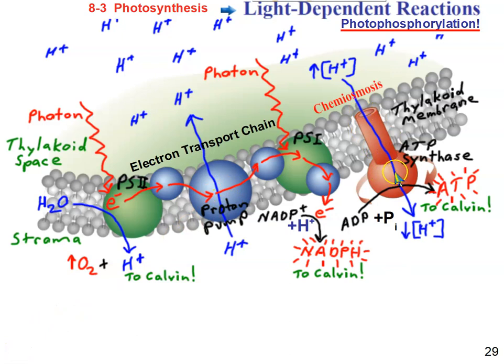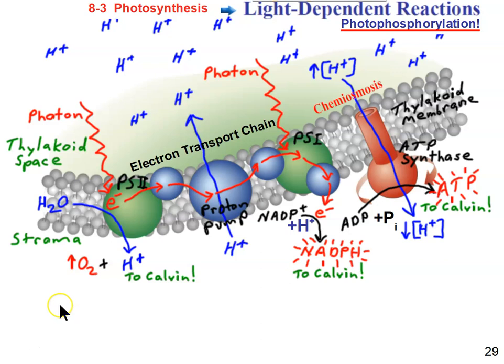Also embedded in the thylakoid membrane is a protein that is specialized to form ATP, to add a phosphate onto ADP to form ATP, and that's known as ATP synthase. And again, don't worry about putting any of this other information on there. Just label the thylakoid membrane, photosystem 2, photosystem 1, the proton pump, and ATP synthase at this point.